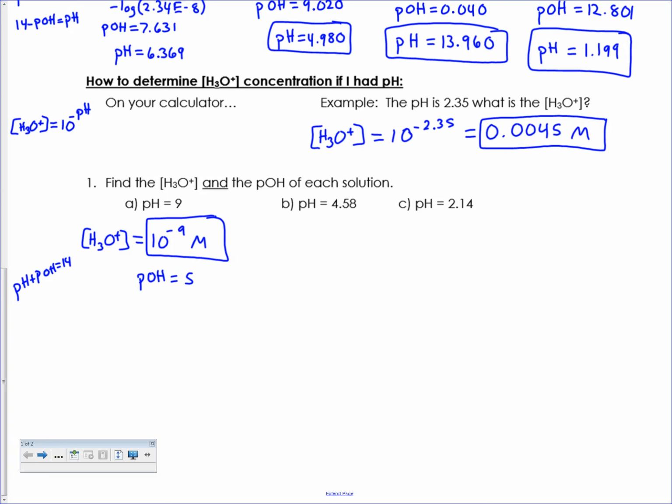All right, this next one gives us pH of 4.58. So we're going to say 10 to the negative 4.58. Put that into your calculator. You get 0.000026. Now you could have said 2.6 times 10 to the negative fifth. That would have been acceptable as well. But that's molar. For the concentration here, for the pOH, we're going to take 14 minus 4.58. And you get pOH equals 9.42.